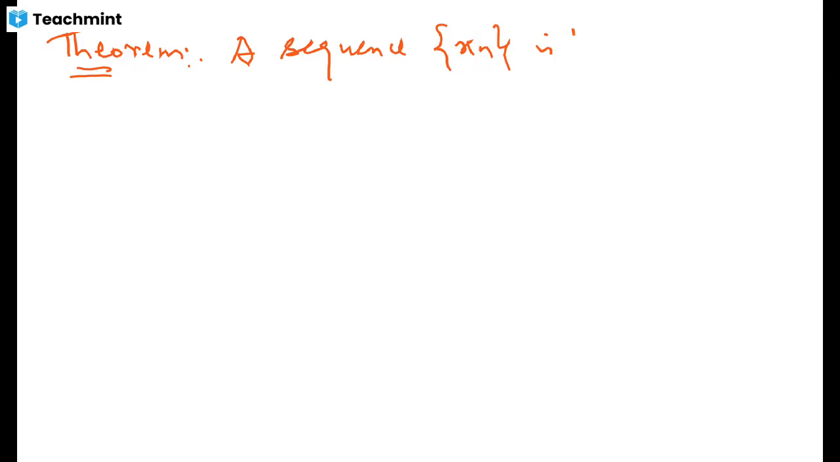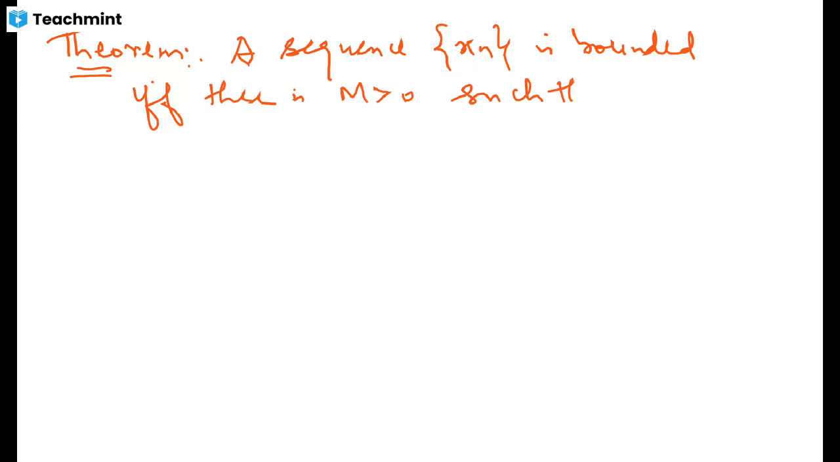Another interesting property: an equivalent definition of boundedness of a sequence can be interpreted through the modulus function, and that can be recorded as a result. It states that a sequence xn of real numbers, usually we have sequences of real numbers only, is a bounded sequence if and only if there is a positive real number M such that the modulus of each term of the sequence is less than M for all n in N.